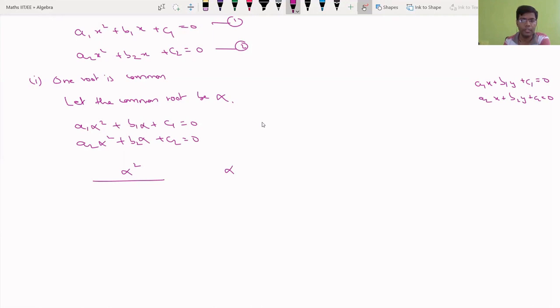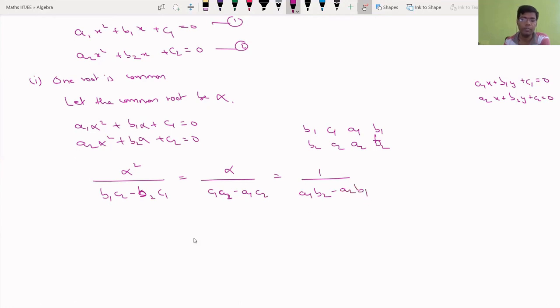So this will be b1, b2, c1, c2, a1, a2, again b1 and b2. So this will be alpha square by b1 c2 minus b2 c1 is equal to alpha by c1 a2 minus a1 c2 is equal to 1 by a1 b2 minus a2 b1.